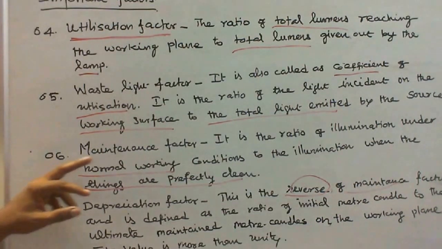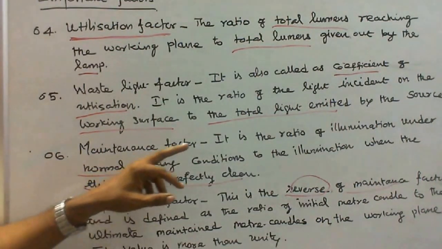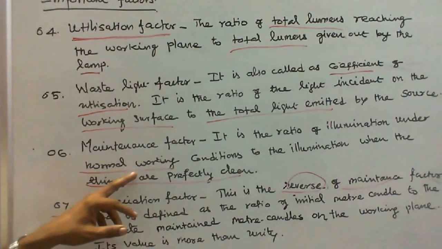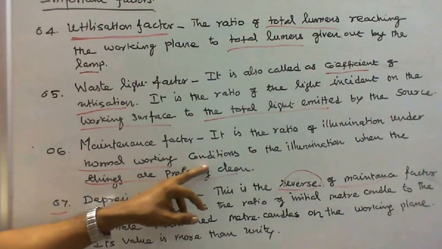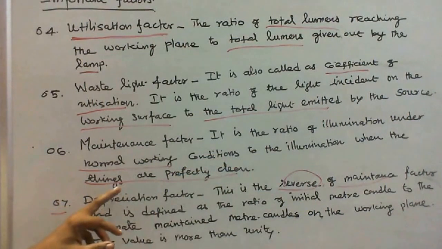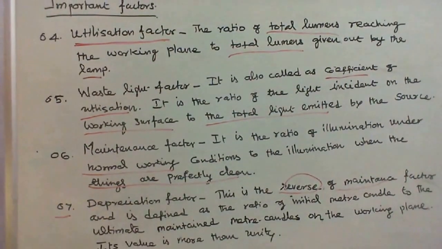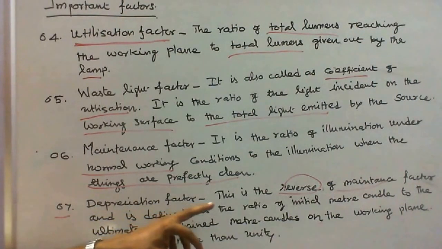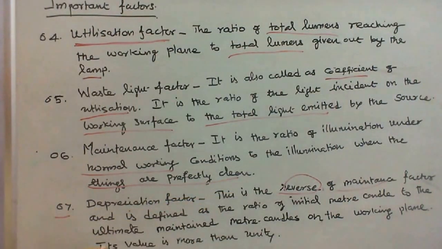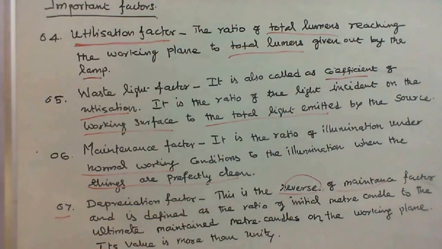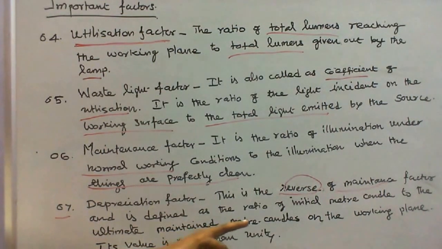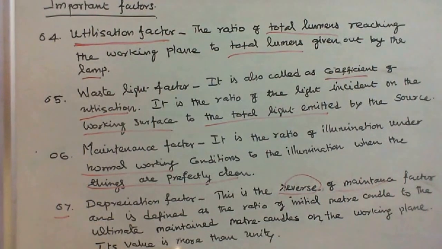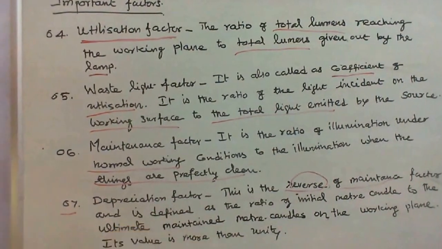6th is maintenance factor. It is the ratio of illumination under normal working conditions to the illumination when the things are perfectly clean. 7th term is depreciation factor. This is the reverse of maintenance factor and is defined as the ratio of initial meter candle to the ultimate maintained meter candles on the working plane. Its value is more than unity.